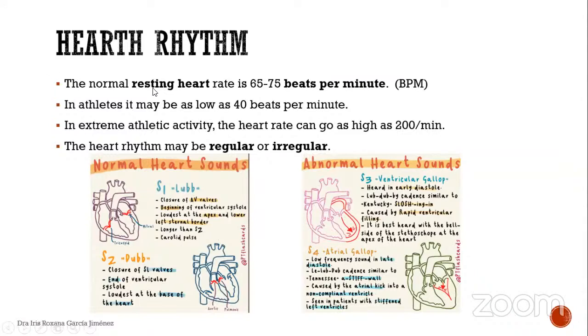The normal resting heart rate is 65 to 75 beats per minute, as an example. That's the abbreviation for beats per minute, BPM. In athletes, it may be as low as 40 beats per minute. In extreme athletic activity, the heart rate can go as high as 200 beats per minute. Similar to Spanish, right? The heart rhythm may be regular or irregular.